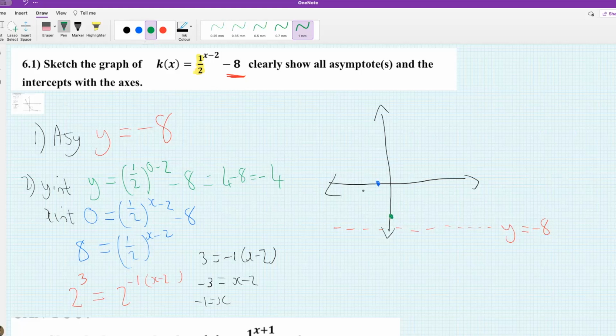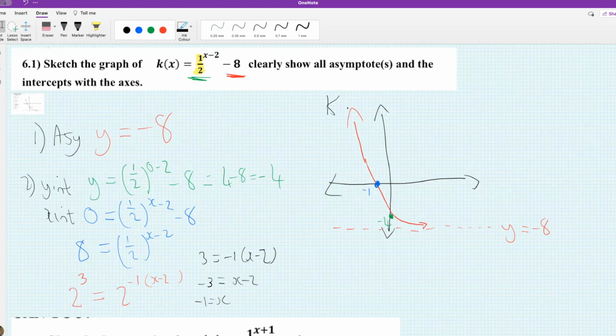Now, what's different about this graph is the half means it's not taking off. It's actually coming in for landing. It's decreasing. So you can't say coming in for landing on your math paper. You have to say it's a decreasing function. But basically, what's going to happen is the graph is going to look like that. And I'm labeling my intercepts minus 1 and minus 4. And then I must label this graph the graph of k. And that's it.